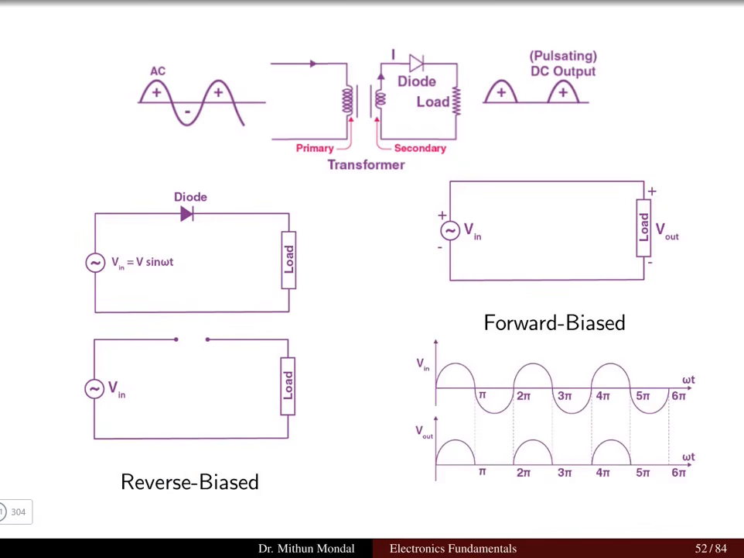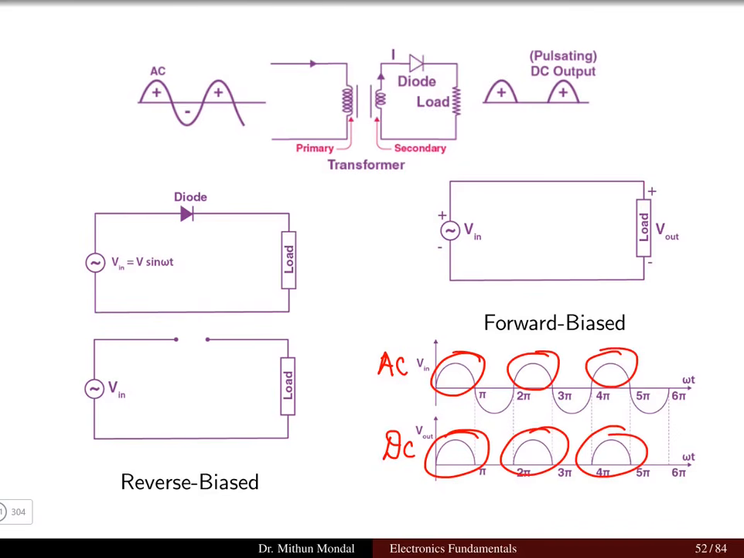As such, for the input AC voltage, we will be getting that pulsating DC voltage only for the positive half cycle of the AC waveform. So the negative half cycle we are not getting, and this is the half wave rectifier principle, where only one half of the AC wave we are getting at the output.